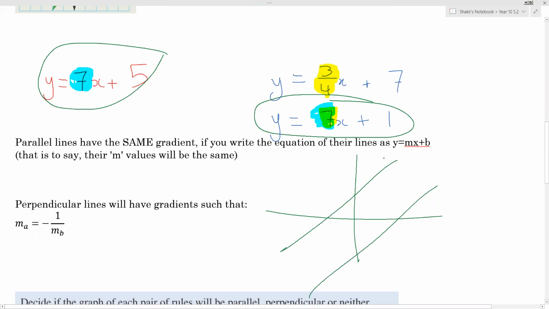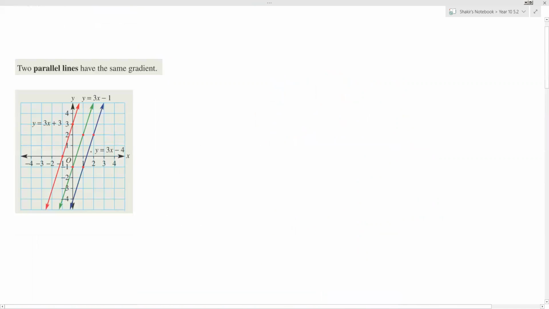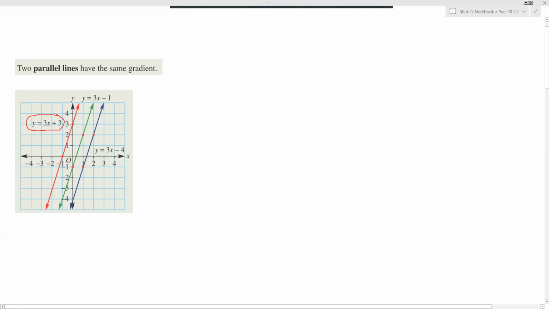If you wrote the equation of this line and you wrote the equation of this line, they would have the same m value. So as you can see over here, if we scroll up a bit, the red line is y is equal to 3x plus 3. That is the equation of the red line. It's meeting the y-axis at 3.